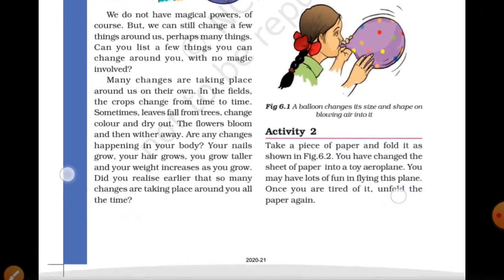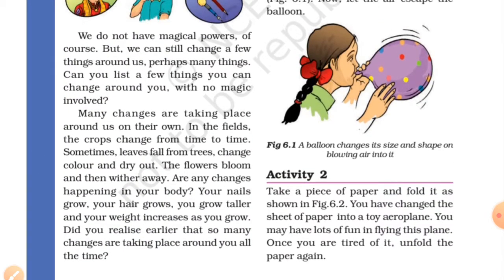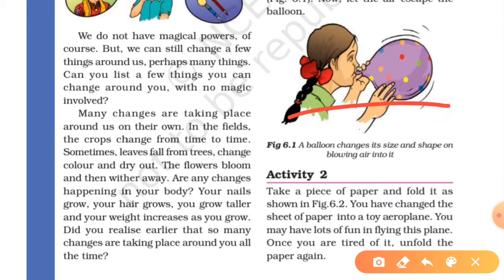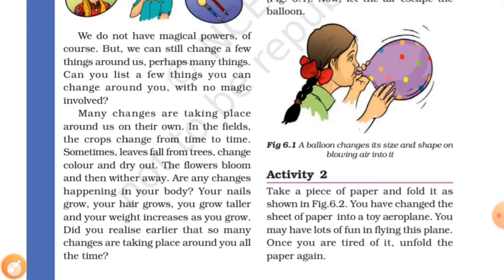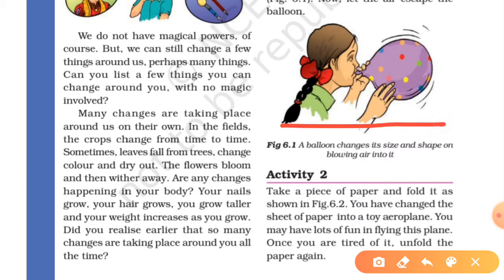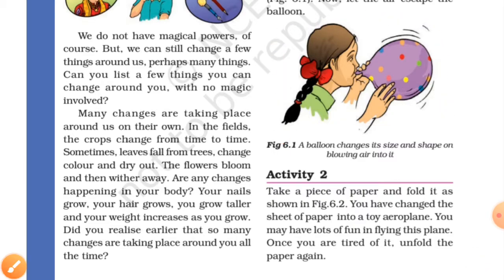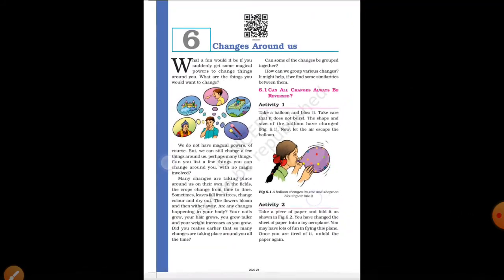Our first example was inflating a balloon and bursting a balloon. Inflating a balloon can be reversed, and bursting a balloon cannot be reversed. Let's take another example. Take a piece of paper and fold it to make a toy aeroplane.